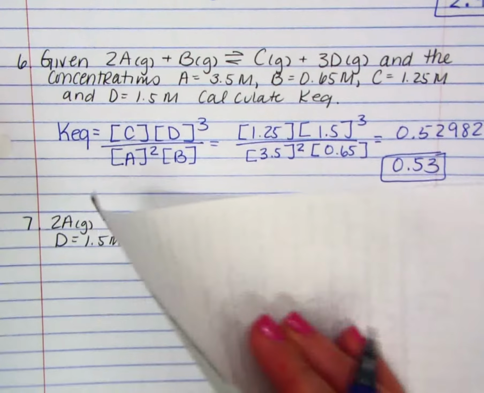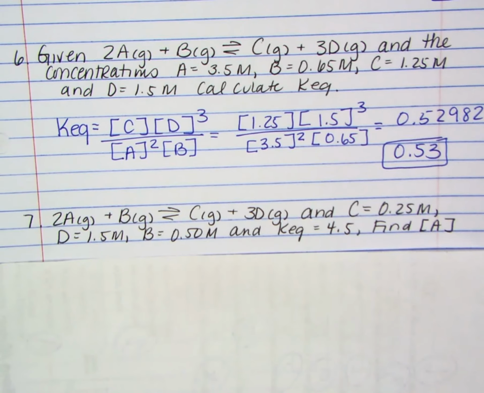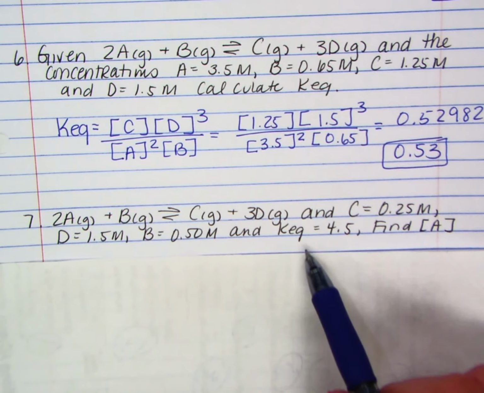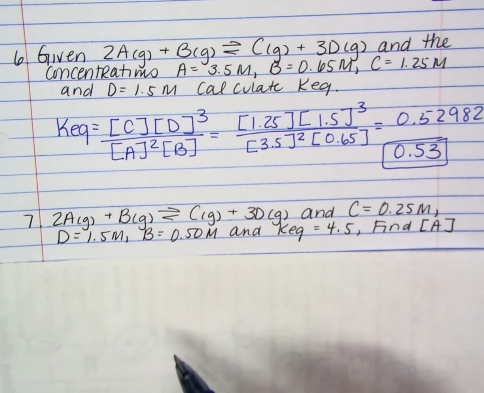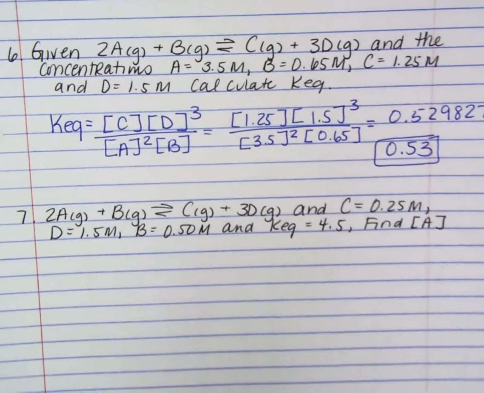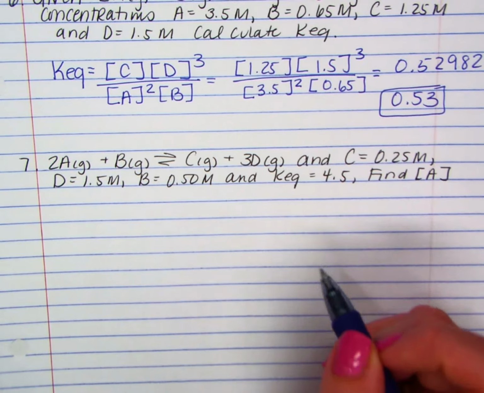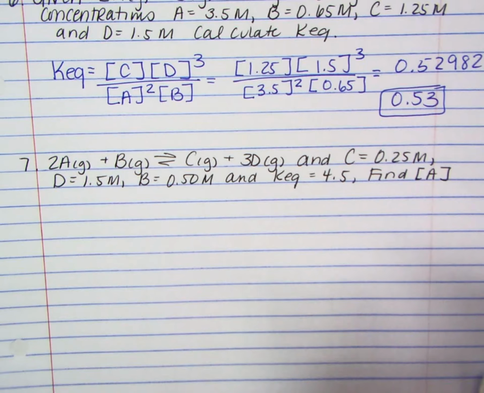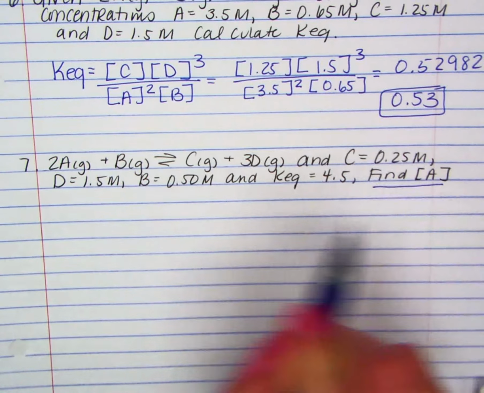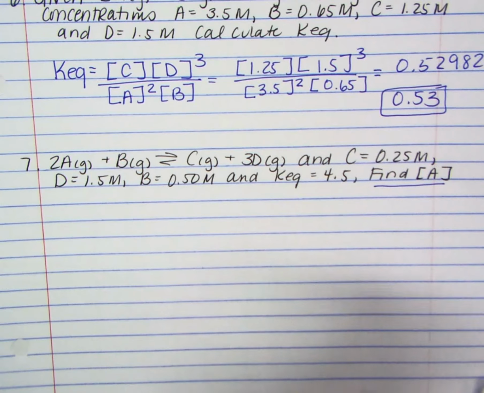I can also use the KEQ to find concentrations of different elements in the reaction. If I'm given the KEQ and I'm given all but one of the concentrations, I can find the one that I'm missing. Now this requires a little bit more rearrangement of your KEQ, but the math is going to still be the same plug and shove type of math. So in this example, I've got 2A plus B reversible reaction C plus 3D. So I'm going to start by making my regular KEQ because I can tell that I'm going to find A, but I still need to set up the KEQ equation like I normally would.